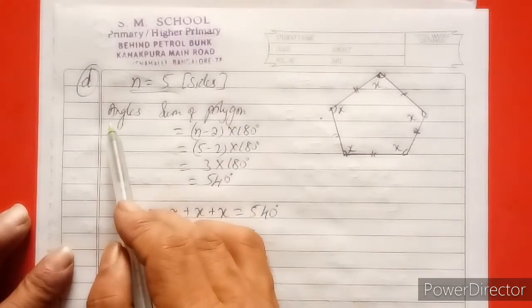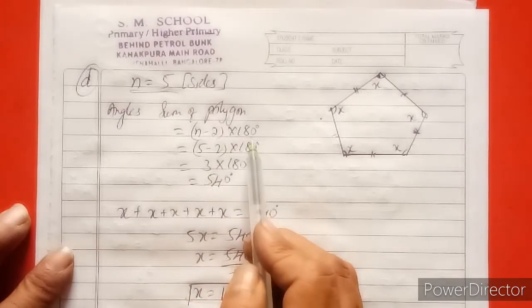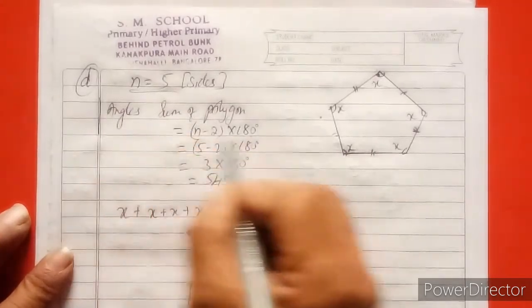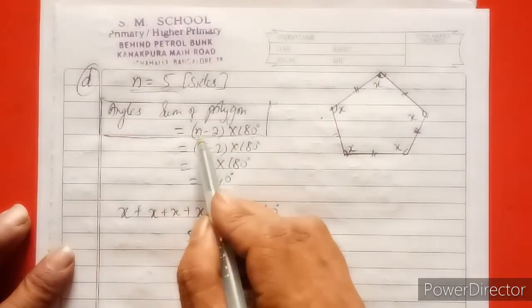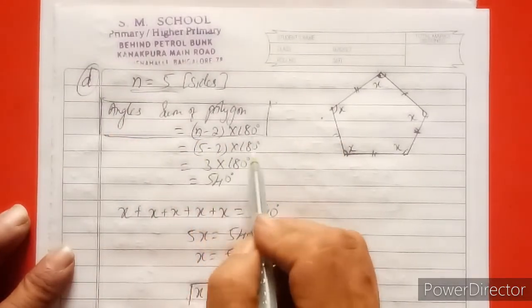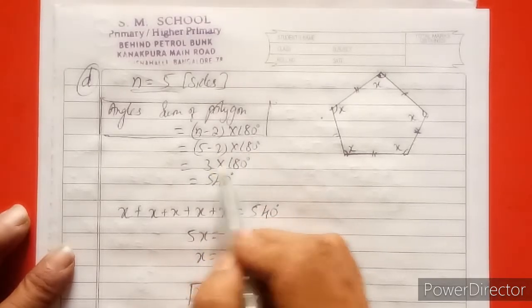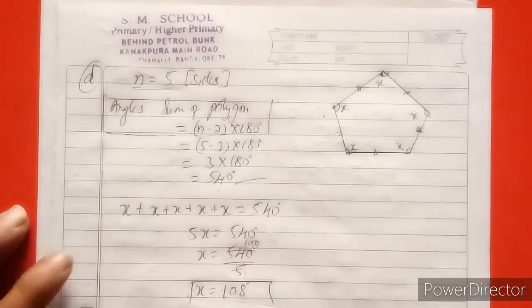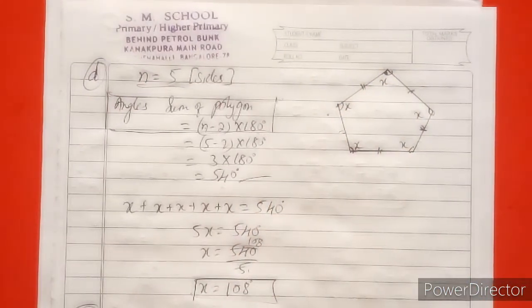According to the formula, the angle sum of a polygon is equal to (n minus 2) into 180 degrees. That is the general form, right? The number of sides is 5, so (5 minus 2) into 180 degrees. 5 minus 2 is 3. 3 into 180: 3 zeros are 0, 3 eights are 24, 3 ones are 3 and 2 carried is 5. The total sum of the given figure is 540 degrees.